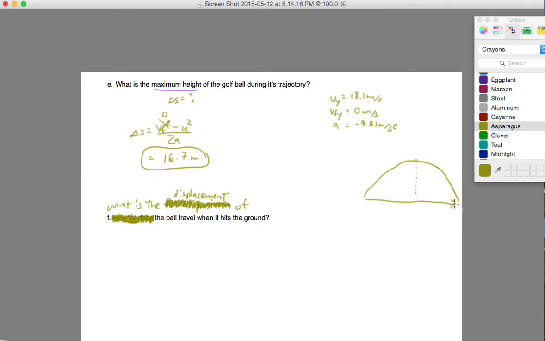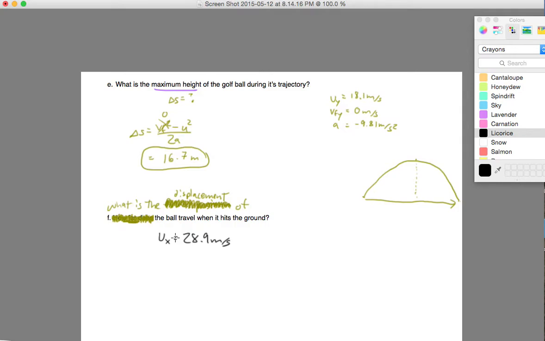So I'm looking for the displacement from here to here. And for this one, I need to know, first of all, what's the horizontal velocity? Well, we figured this one out already. It was 28.9 meters per second. We figured this one out a long time ago, in part B.